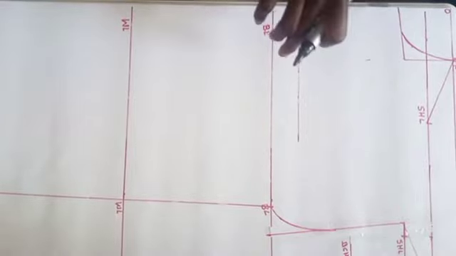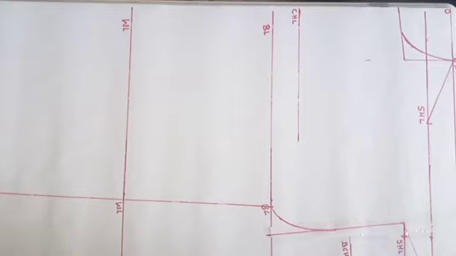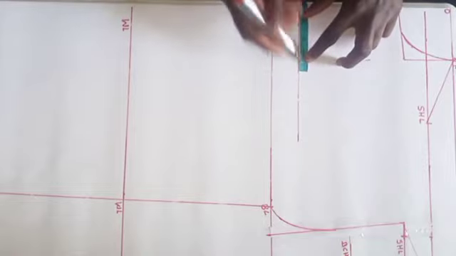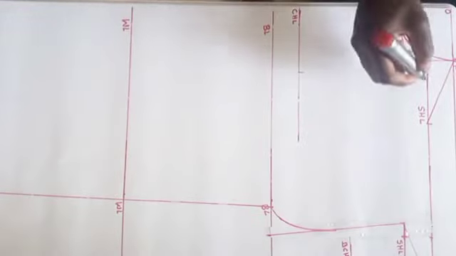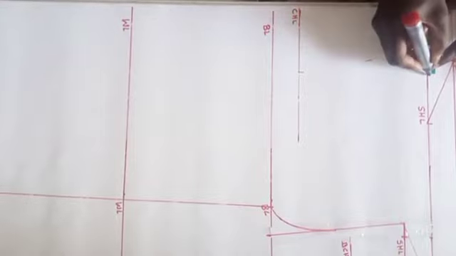So next we will be inserting the quarter of the front chest measurement on the chest line. The front chest measurement is 15 divided by 4 is 3.75. So I'll be inserting that 3.75 on the chest line like this. I will insert the same thing on the shoulder line. So I'll mark the 3.75 inch like this at this point.